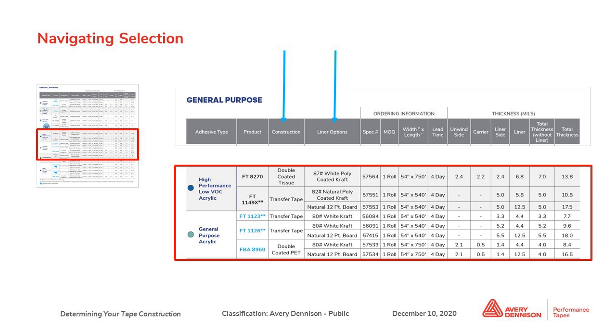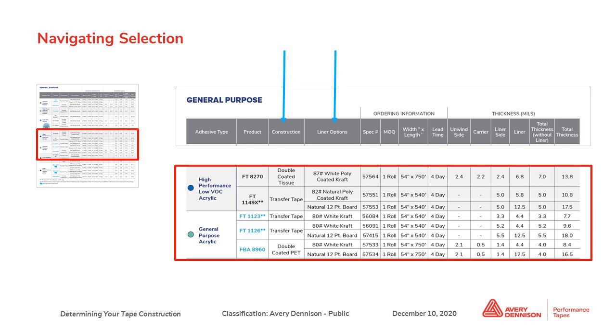I should also clarify a few of the next points there, or columns. Spec number. This is what we call, within Avery Dennison, the 5-digit spec. And if you want to be absolutely clear about what product you're ordering, you want to make reference to this spec number here. So, for example, 57551 refers specifically to FT1149X on the 82-pound natural poly-coated craft. But if you were to enter 57553, that is specifically pertaining to the natural 12-point board version of FT1149X.